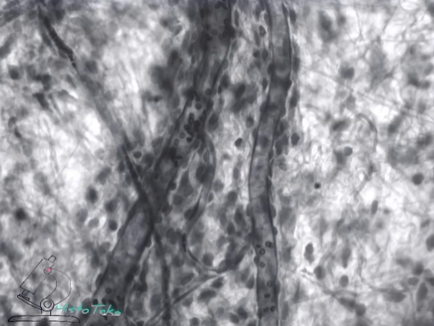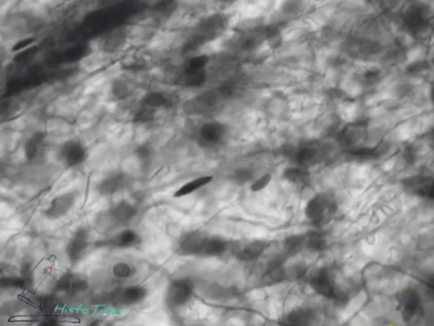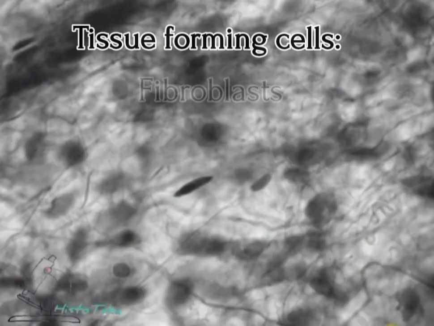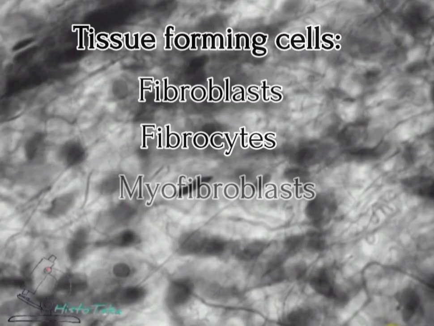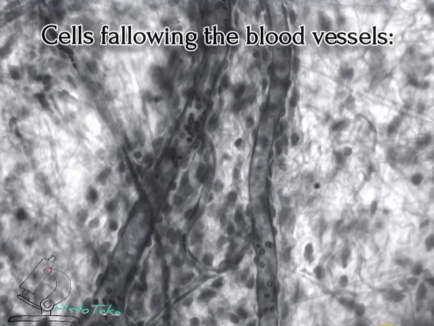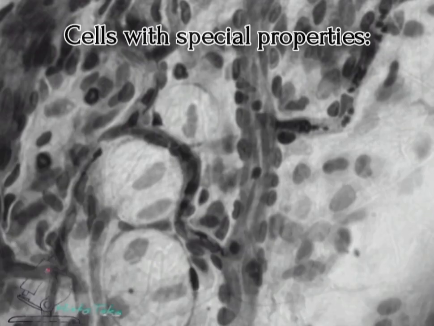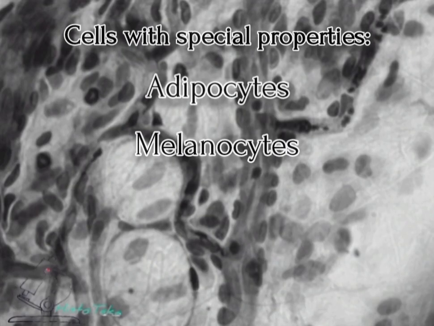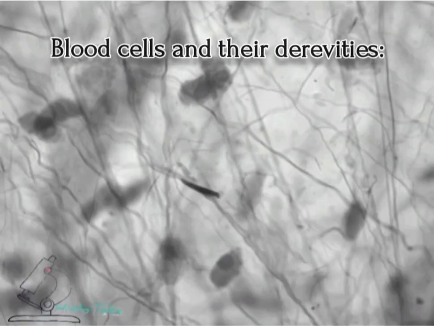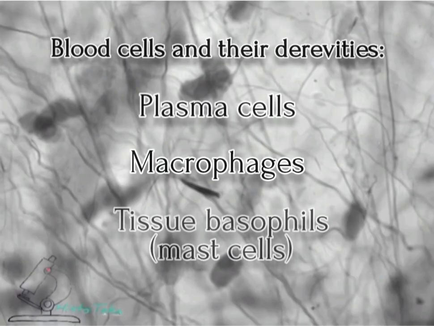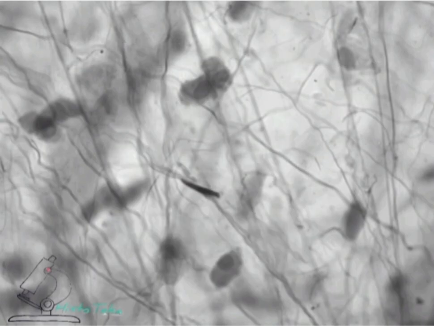First group, resident or fixed cells. These include tissue-forming cells such as fibroblasts, fibrocytes, myofibroblasts, cells following the blood vessels, pericytes and adventitial cells, cells with special properties, adipocytes, melanocytes, and blood cells and their derivatives, plasma cells, macrophages, and tissue basophils. These cells are always present in loose connective tissue. Their main roles are to secrete, maintain, recycle, repair, and protect the extracellular matrix and surrounding tissue structures.